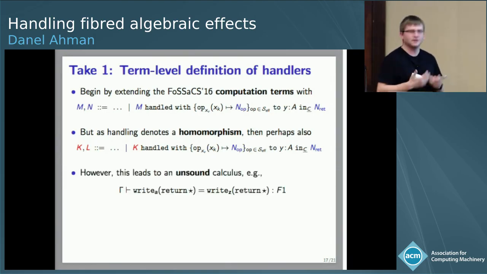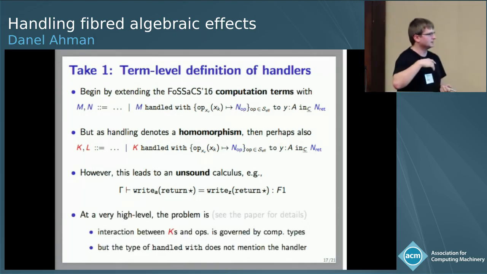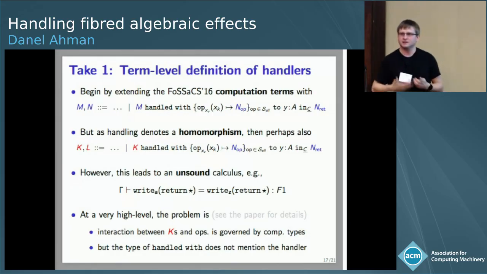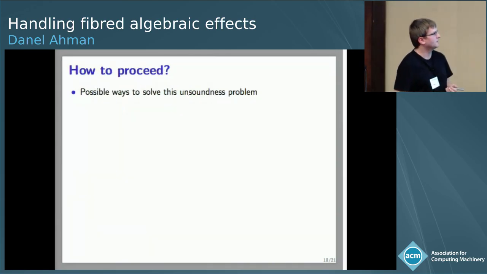Sadly, this leads you to an unsound system. Writing A and writing Z will become equal, which is definitely what you don't want to have. At a very high level, the problem is that the interaction between this case, as on the previous slide, was dependent on types, but the type of the handling construct doesn't really mention the handler in any way. Semantically, the handling construct is just interpreted as a carrier of homomorphism, not the proper homomorphism itself.